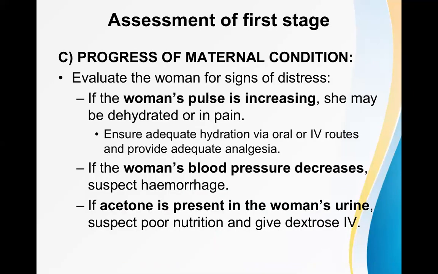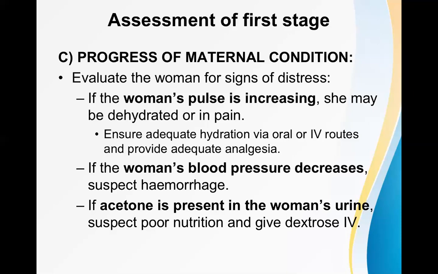Now, how to see the progress of maternal condition? See here, this is also very important. Evaluate the woman for signs of distress, like if the woman's pulse is increasing, she may be dehydrated or in pain. This is a prolonged process, isn't it? Already 8 hours may have passed from the time she was admitted, or even longer. She is having constant pain, so she may not be drinking any fluid, or she may be getting a very small amount of IV fluid.